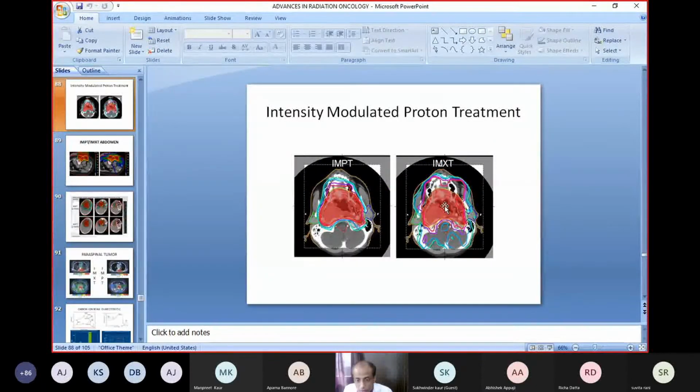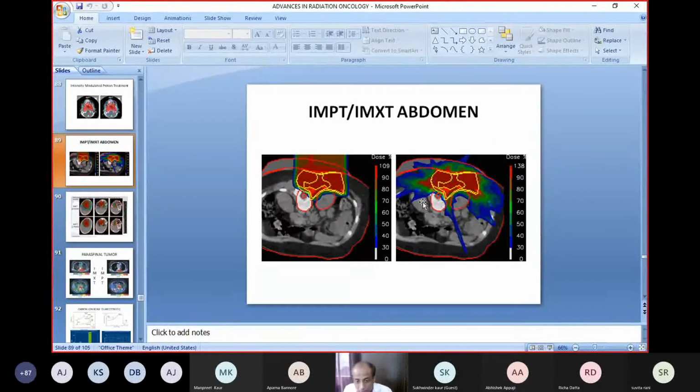It is used in very critical organs, like when the kidney is nearby and the target organ is close by, then we give this proton therapy. You can see the radiation is exactly limited to the area of interest, but in X-ray therapy, you see the scattered dose is distributed across distant organs also.